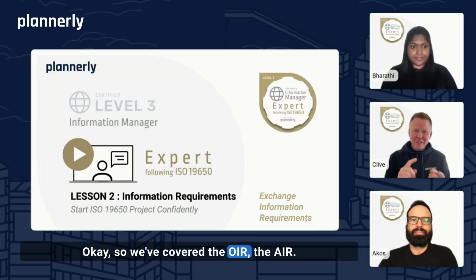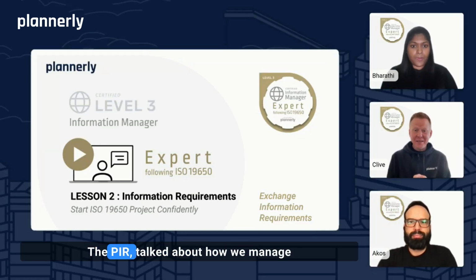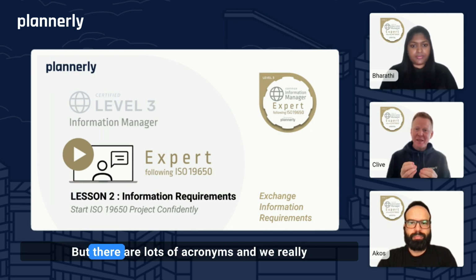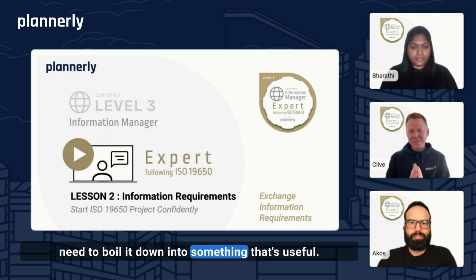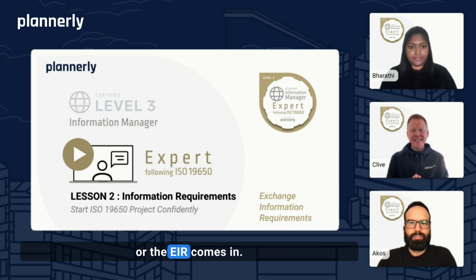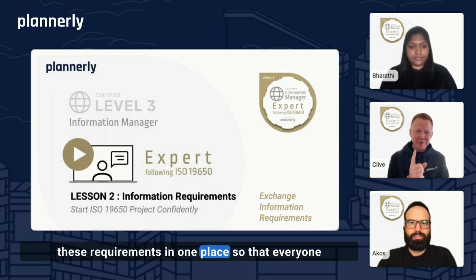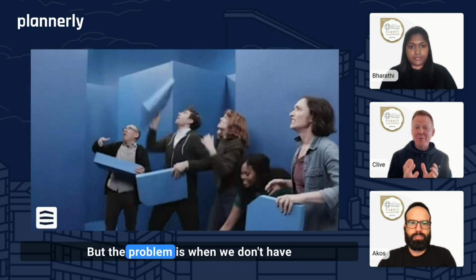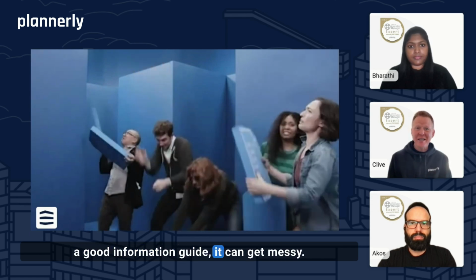Okay, so we've covered the OIR, the AIR, the PIR. We talked about how we manage information across different stages of a project, but there are lots of acronyms, and we really need to boil it down into something that's useful. That's where the exchange information requirements, or the EIR, comes in. And this is how we collect all of these requirements in one place so that everyone can understand exactly what they're doing. But the problem is, when we don't have a good information guide, it can get messy.